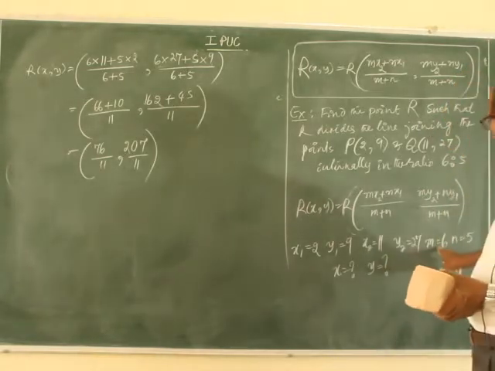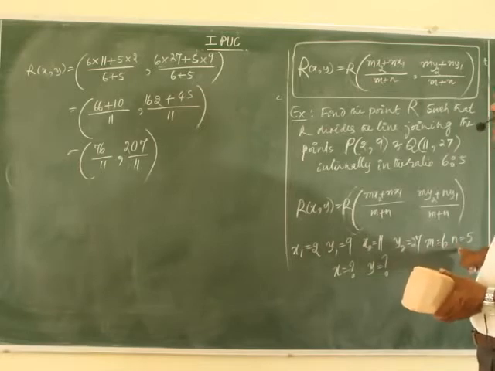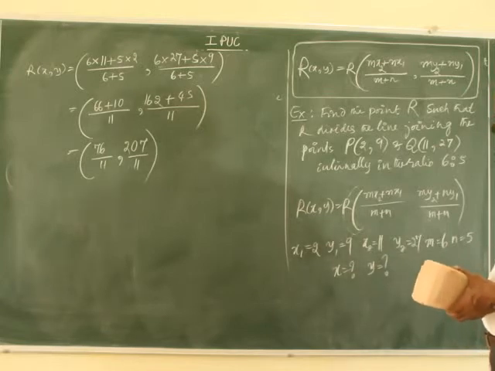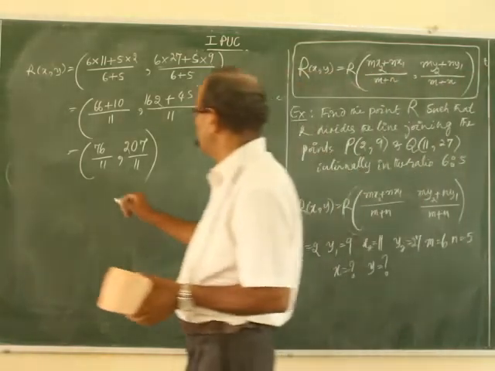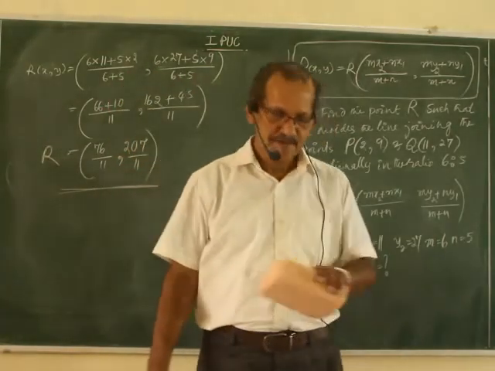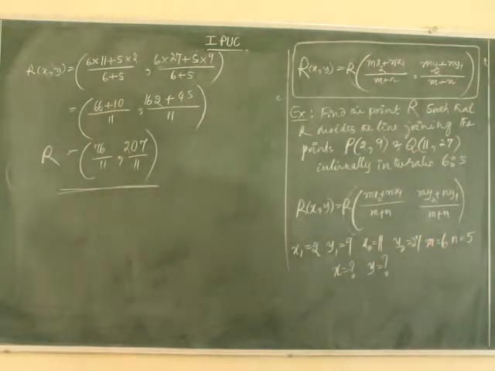Many times I have to confirm whether it's correct. mx2, 6 into 11, 66, correct. nx1, 10, correct. my2, 6 into 27, 162, correct. ny1, 5 into 45, correct. Everything is correct. Therefore, the point R is this one.